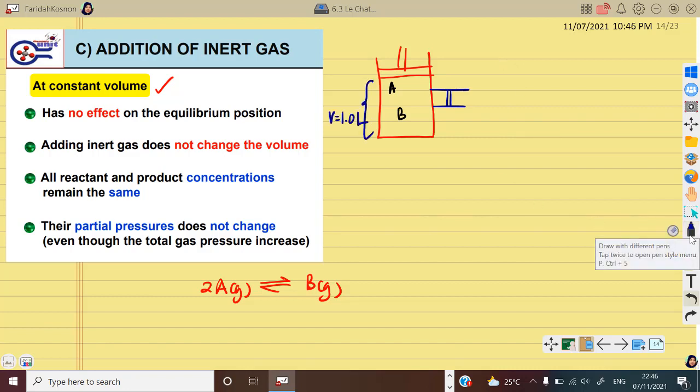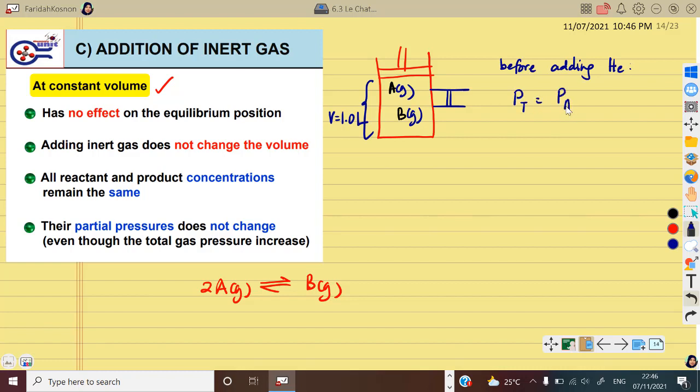Maksudnya sekarang dalam sistem ini kita ada gas A, kita ada gas B. So, before adding inert gas, saya nak pilih inert gas tu contohnya adalah helium. Berapa P total? P total adalah partial pressure of A plus partial pressure of B. Jadi, katakanlah kat sini, ini 1 atm plus 1 atm. So, total kita ada 2 atm.